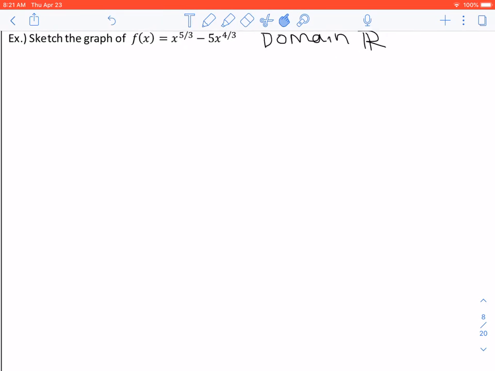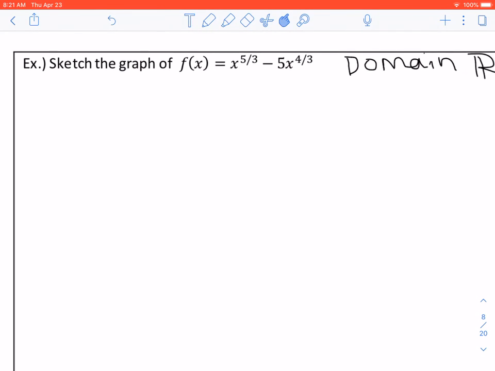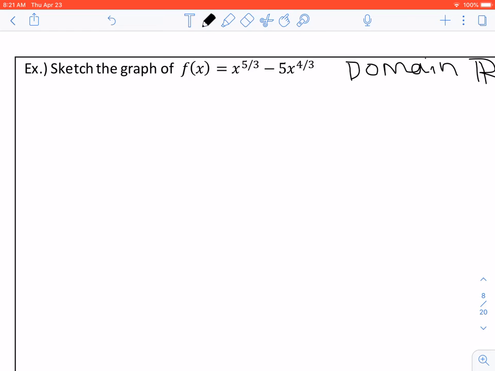Next thing is, do we have any asymptotes? And then also, what are our x and y intercepts? So we have no asymptotes. This is not set up like a rational function. And then next, we have our x-intercept. X-intercept is where y is equal to 0.